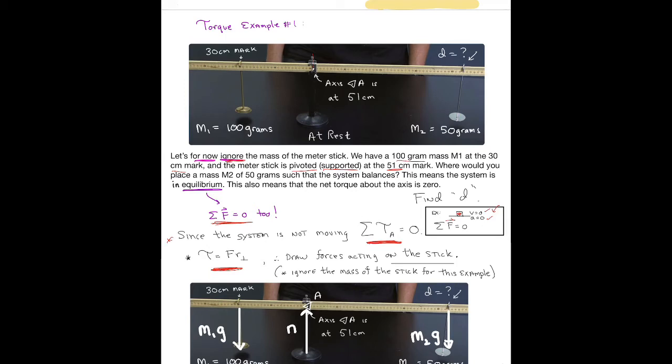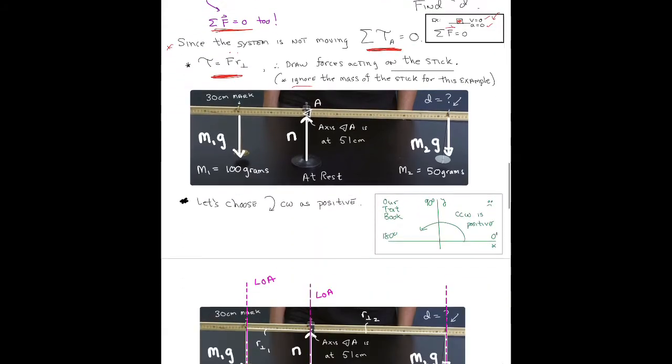All right. So remember, torque is force times the moment arm. So I picked my axis, and my axis is right where the support point is. I call that axis A. And so I'm going to draw the forces that act on the stick. Again, we're going to ignore the mass of the stick for now. We'll do an example right after this where we include the mass of the stick.